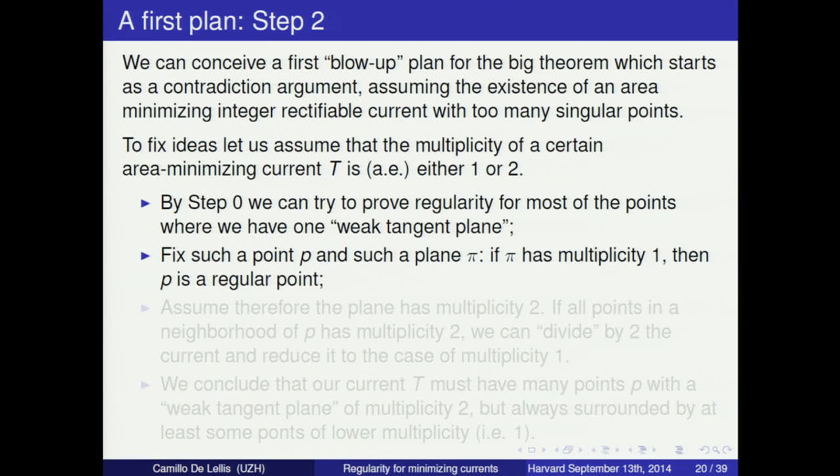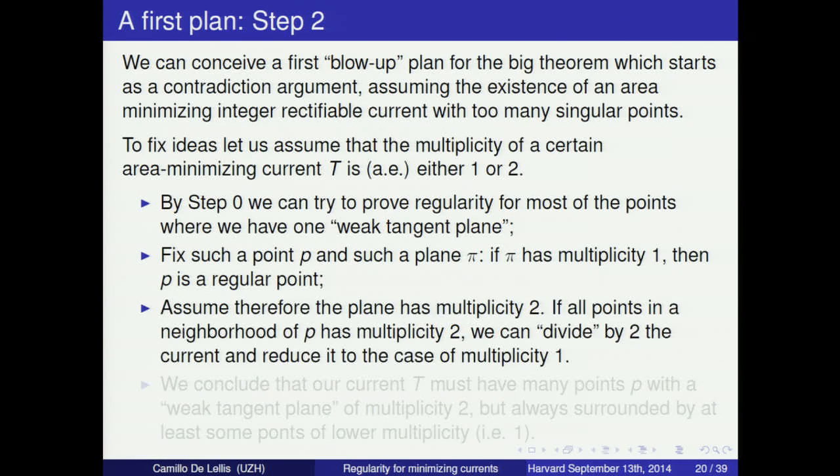You can have many singularities if you have many multiplicity 2 points which are surrounded by multiplicity 1 points. Because if you have a multiplicity 2 point which is only surrounded by multiplicity 2 points, you can divide by 2 and get an integral current which is minimizing and with multiplicity 1, and then apply Allard again. So a situation for a singularity is one where you have the bad guy, but the branchings of the bad guy are repeated in many, many points.